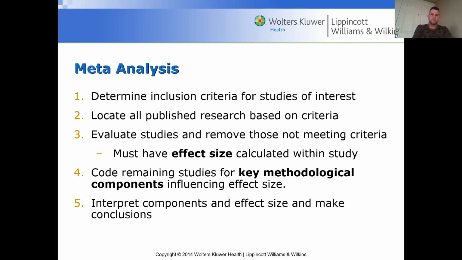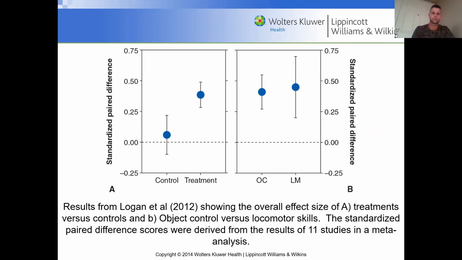And then you must have an effect size calculated within the study. Code remaining studies for key methodological components influencing the effect size, and interpret components and effect size, and then you make your conclusions from there. So again, it just gives you a greater number of people that went through some similar things, maybe all over the United States or all over the world, who participated in, say, different exercise interventions and diet interventions, and you saw what happened. Okay.